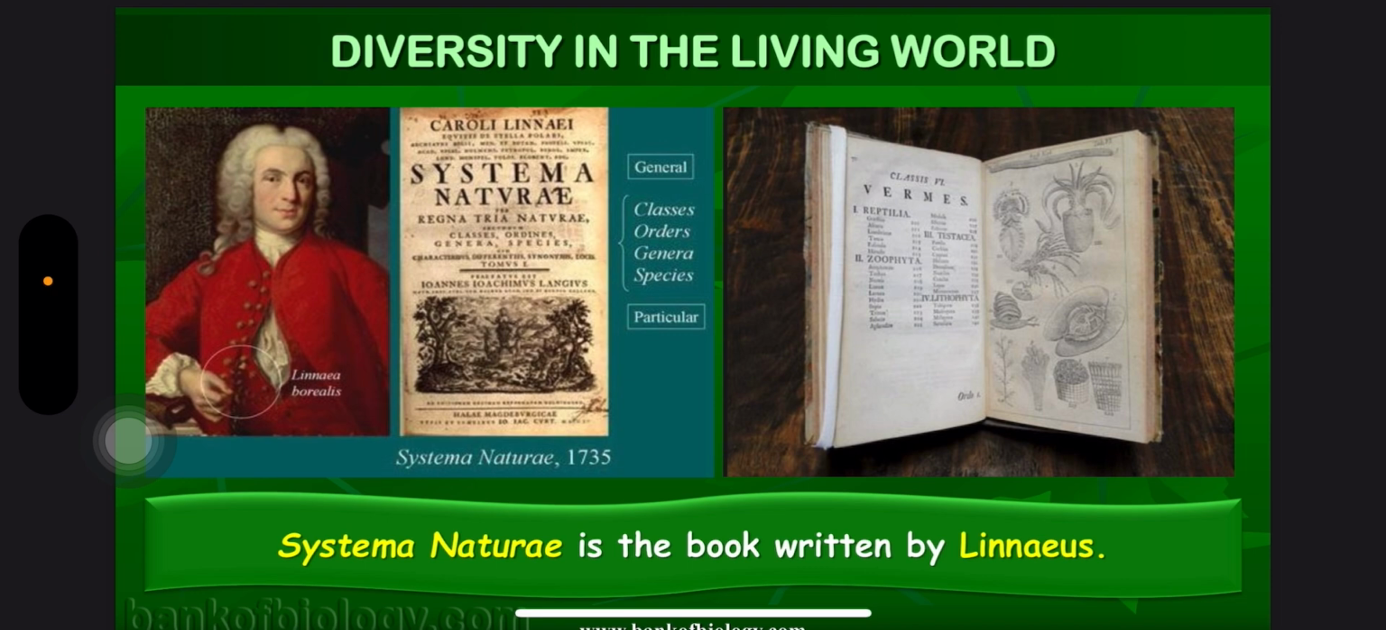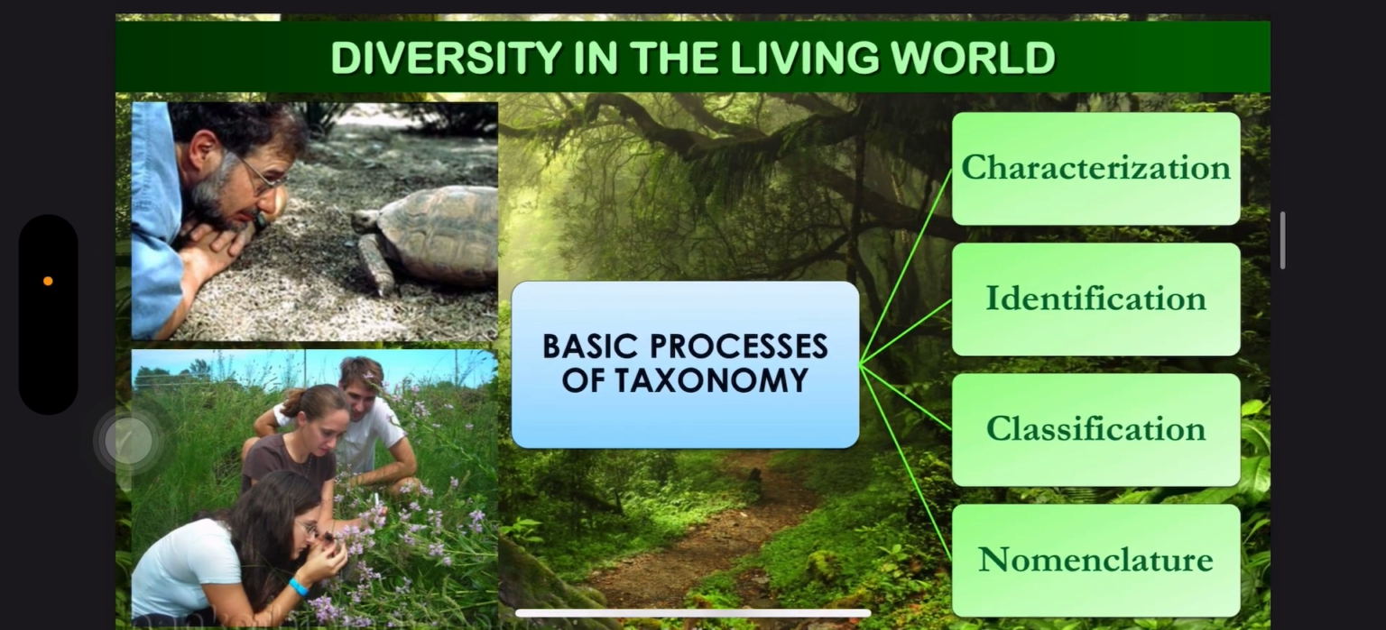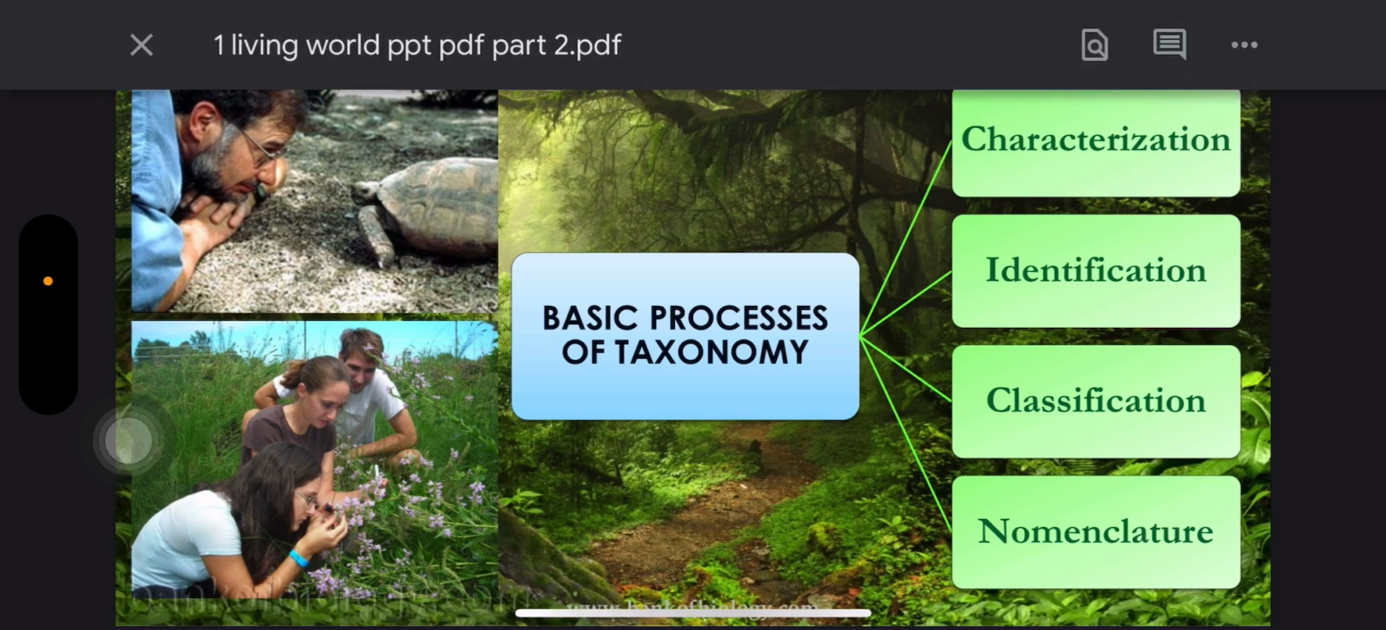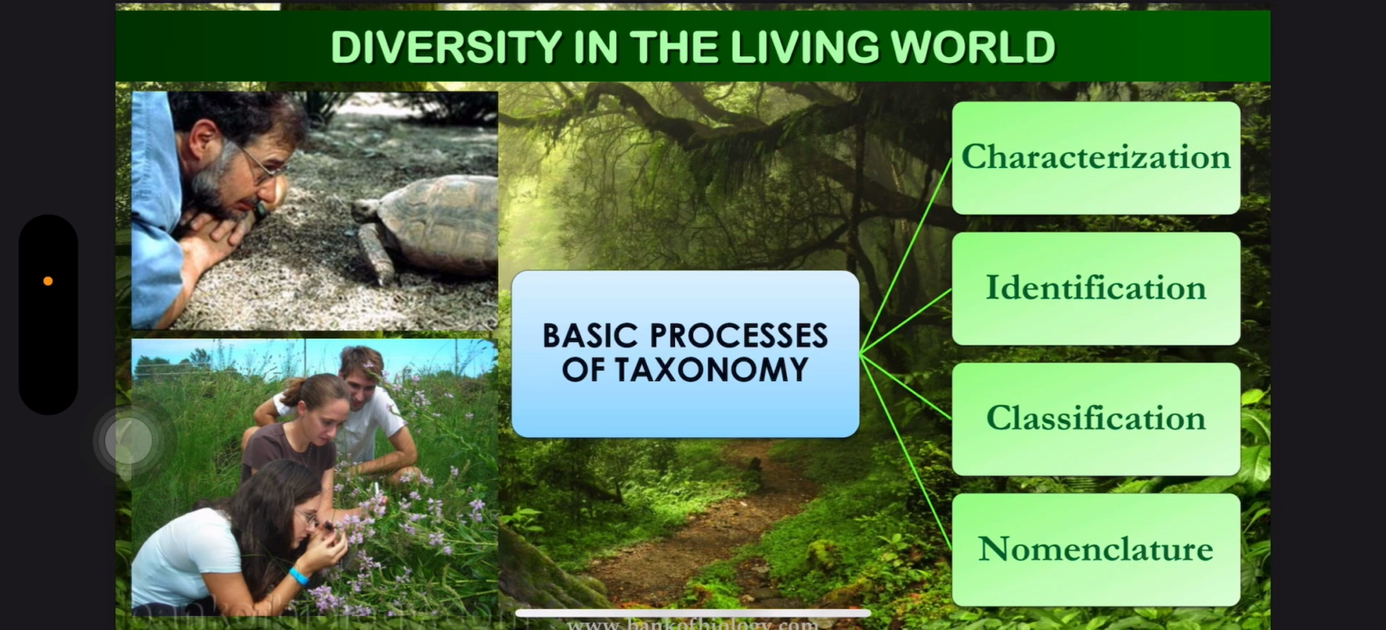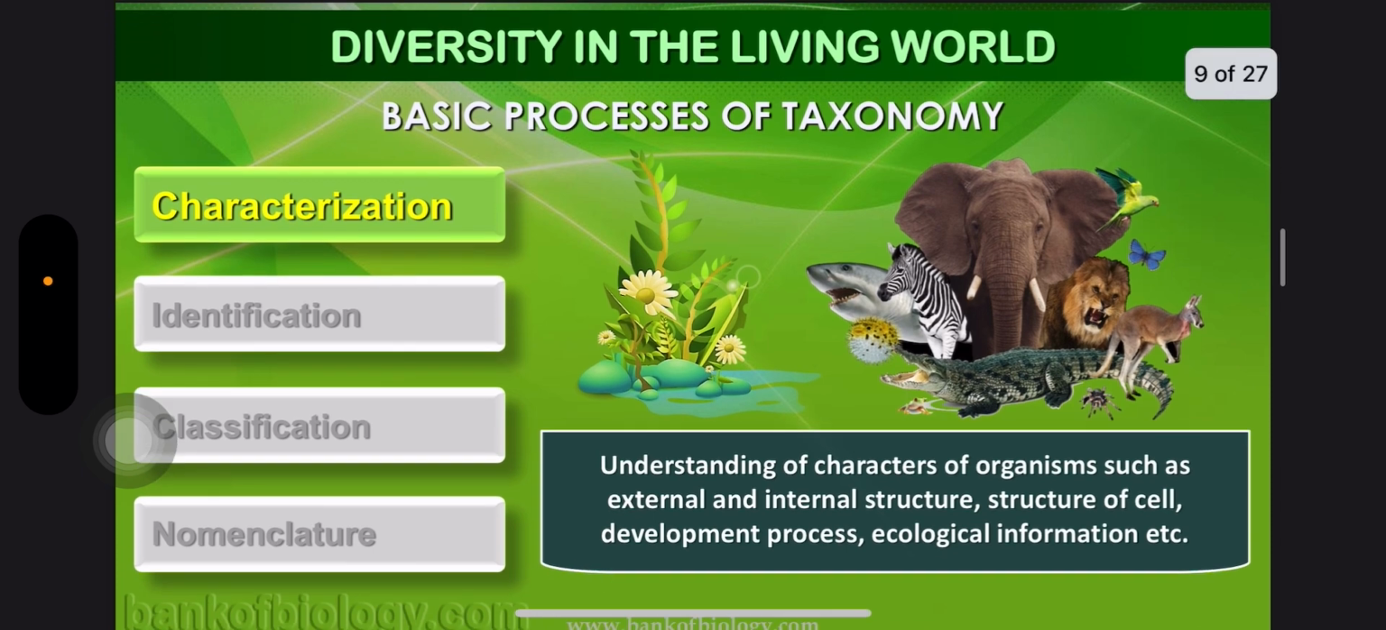Carolus Linnaeus is called the father of taxonomy. He gave this book as Systema Naturae. In this book, he has given how to characterize and identify the species, and classification and nomenclature. Here is the basic process of taxonomy. First, characterization; then identify which belongs to which class, which is classification; and nomenclature, the last one, is the naming of the organism.